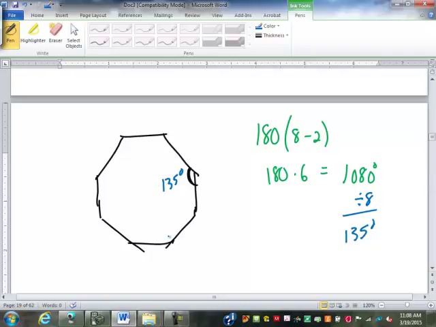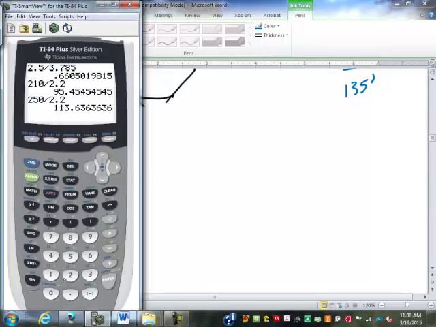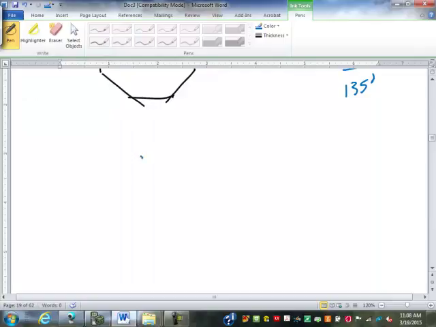Now, I want to try this one. Can I trick you? Oh, let's do this. That don't work out so well. This will work out. If I give you that I have a polygon, it's a regular polygon, and its interior angle is 150 degrees. How many sides does it have?